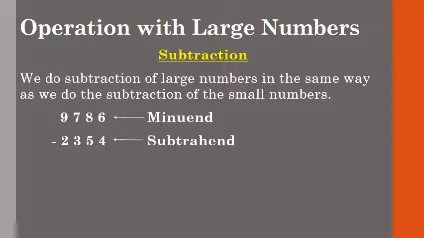So when we are subtracting a smaller number from the larger number, the larger number is known as the minuend and the smaller number is known as the subtrahend, and the result that we get is 7432. This result is called the difference. So the larger number from which we are subtracting the smaller number is called the minuend, the smaller number is called the subtrahend, and the result that we get from this subtraction is called the difference.